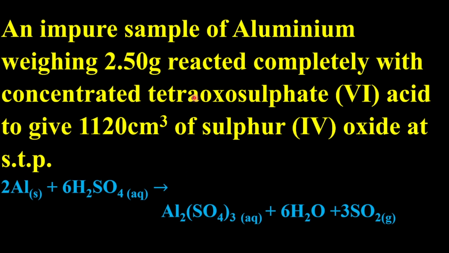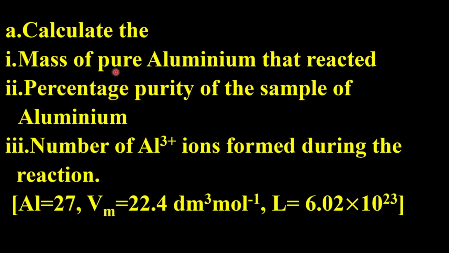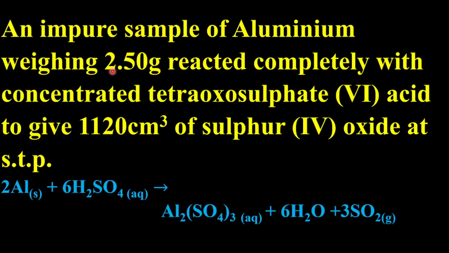So now let's look at what we have in the question. The question says we are to determine the mass of impure aluminum that reacted. But before we do that, we have to look at some parameters from the question. So looking at the question, we have mass of aluminum given. That is the mass of impure. Please take note of this.